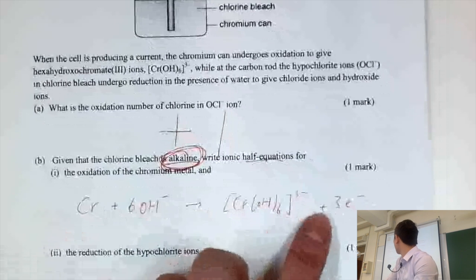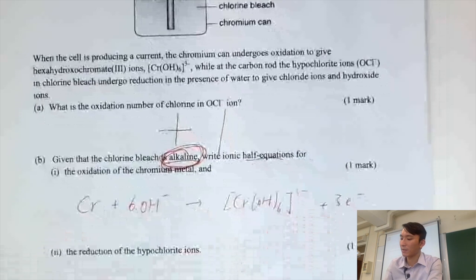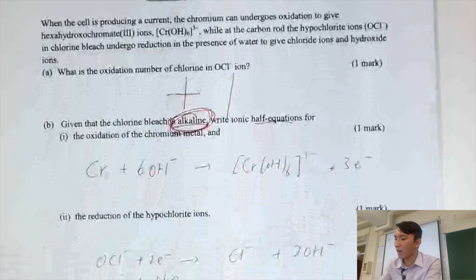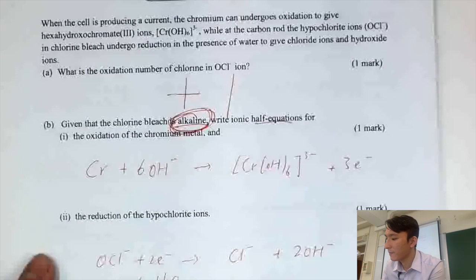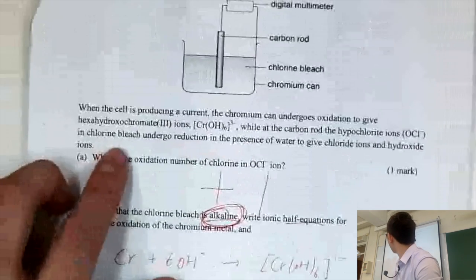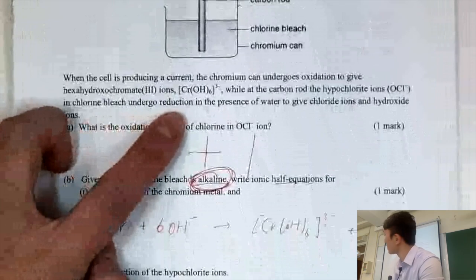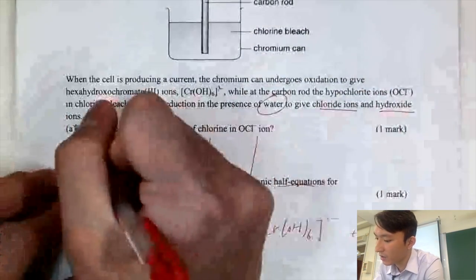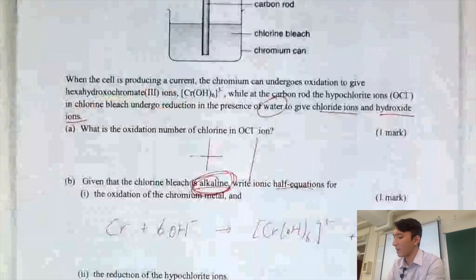And you add 3 electrons to balance the charge, plus the fact that this is oxidation. And for the reduction of hypochlorite ion, it actually gives you a lot of hints from the top. Chlorine bleach undergoes reduction in the presence of water to form chloride ion, hydroxide ion. So a lot of hints has already been given.